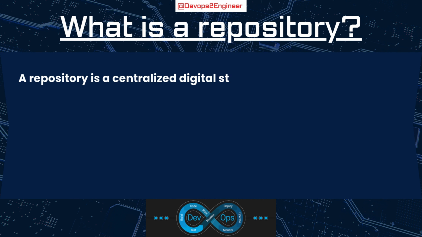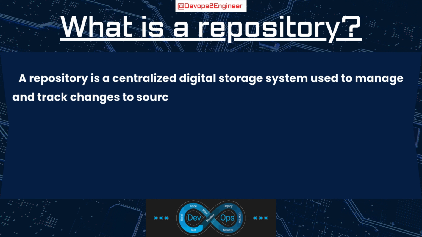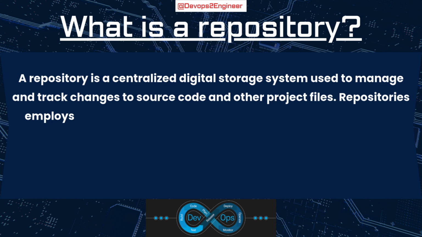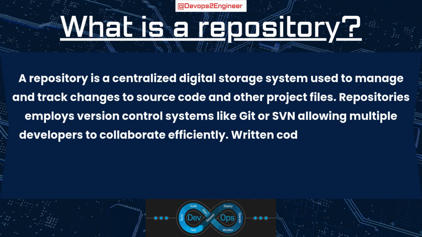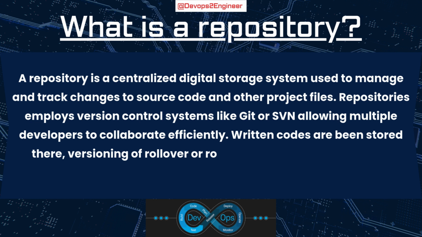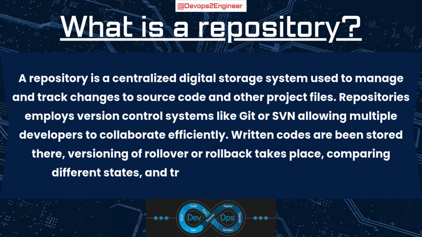What is a repository? A repository is a centralized digital storage system used to manage and track changes to the source code or other project files. A repository employs version control systems like Git or SVN, allowing multiple developers to collaborate efficiently. Written code is stored there. Versioning, rollback, or rollover takes place, comparing different states and tracing the evolution of the project.